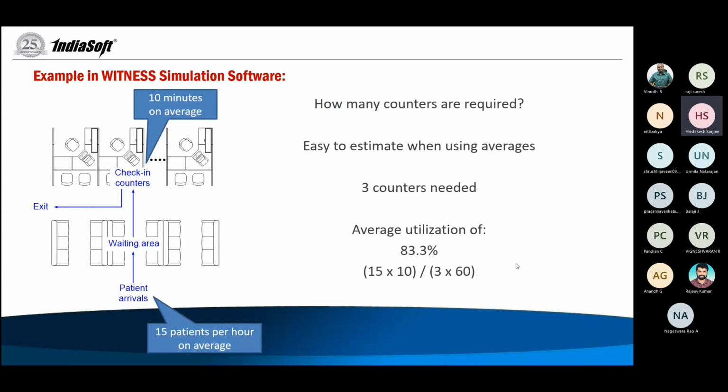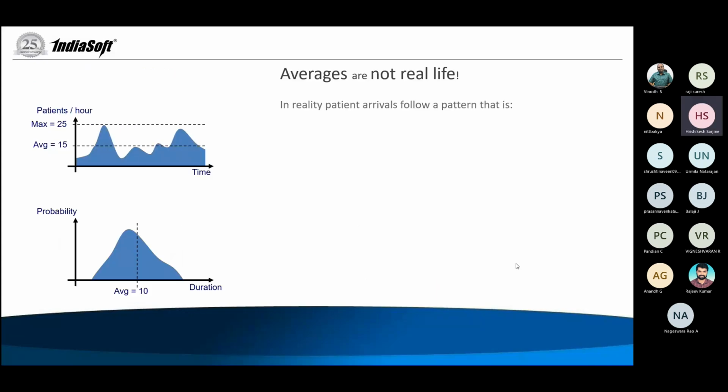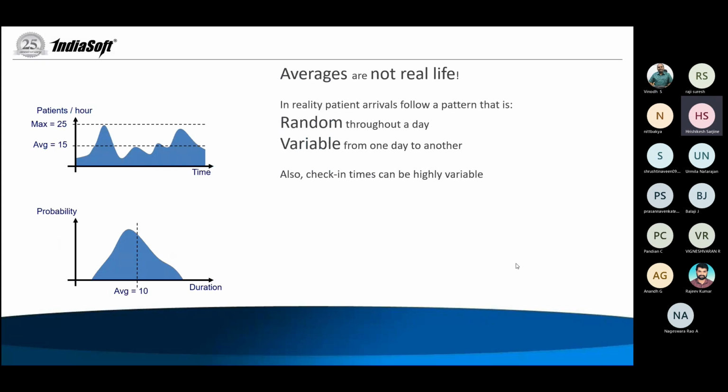So the average utilization of this will be 83%. But averages are not for real life. So what is the main point?